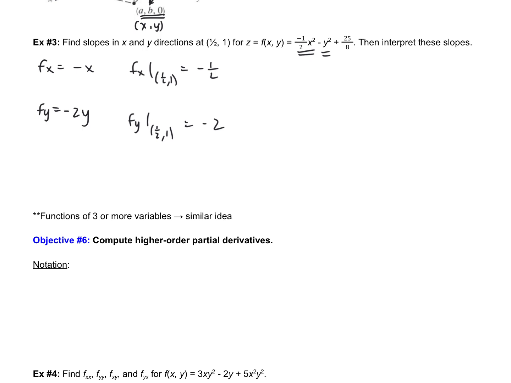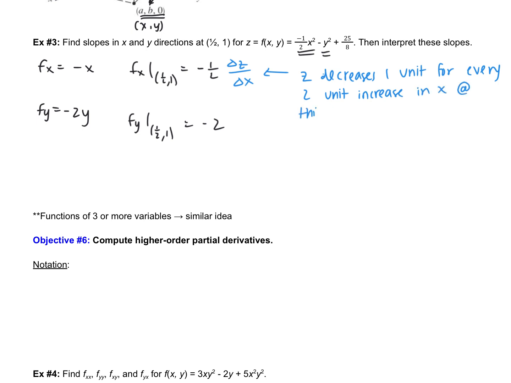Okay, so what I am most interested in, though, is interpreting these values. What do they actually mean? Well, this is how z is changing with respect to x. So that negative 1/2 tells us that z decreases 1 unit for every 2-unit increase in x at this point.